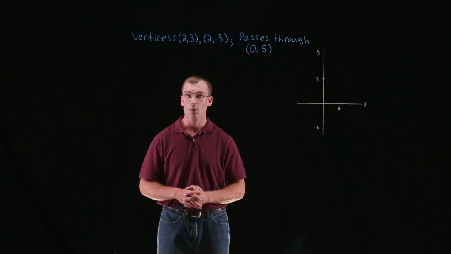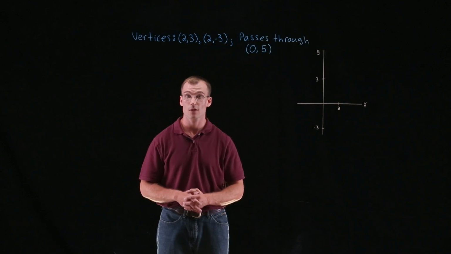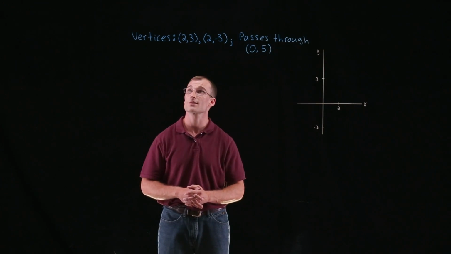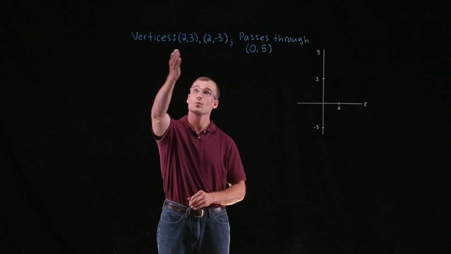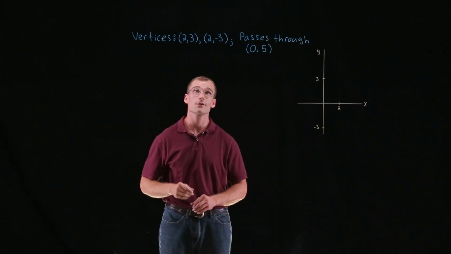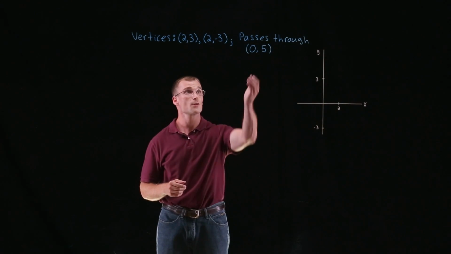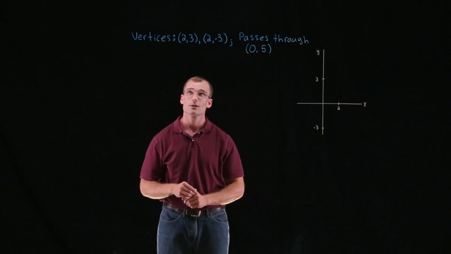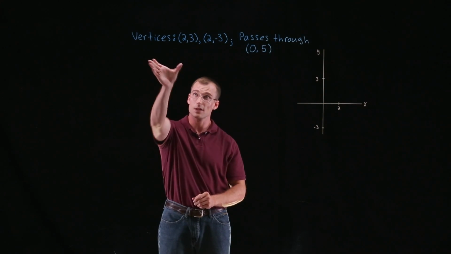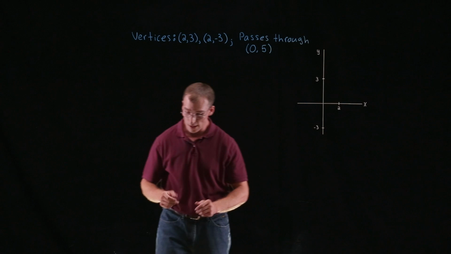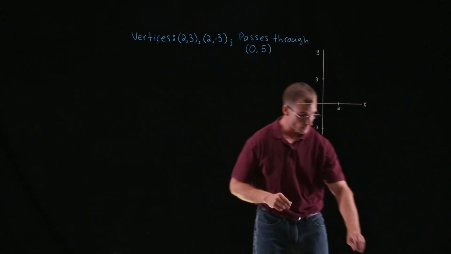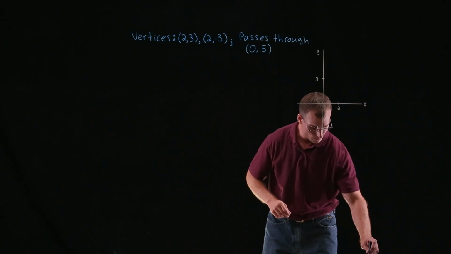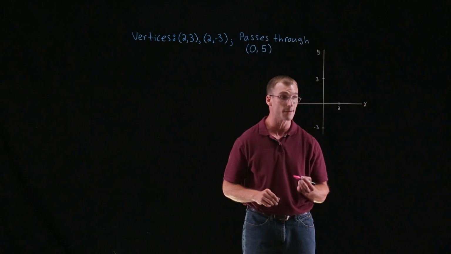In this problem, we're going to be finding the standard form of the equation of a hyperbola with the given characteristics. We're told that the vertices are at points (2, 3) and (2, -3), and that the hyperbola goes through the point (0, 5). To start with, we're going to plot the points of our vertices. We're not going to sketch the graph of the hyperbola, but just to help us visualize and see what the standard form of the equation is going to be.